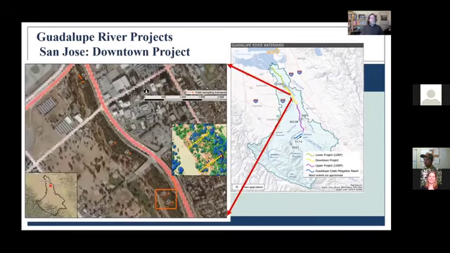Here's a blow-up of the pilot study area. It's just a portion of the downtown project reach near downtown San Jose. On the left here is a blow-up showing the transects labeled from 1 through 44. These are the transects used in the pilot study. For representative purposes today, I'll be focusing mainly on the lower transect number 44.